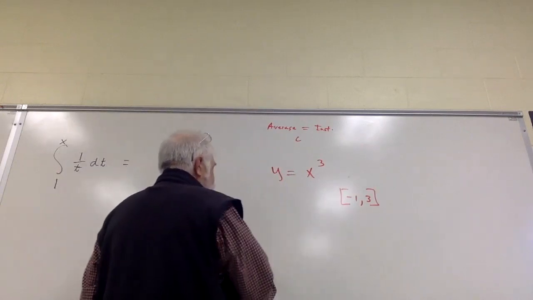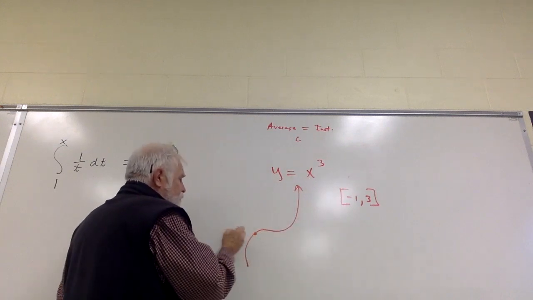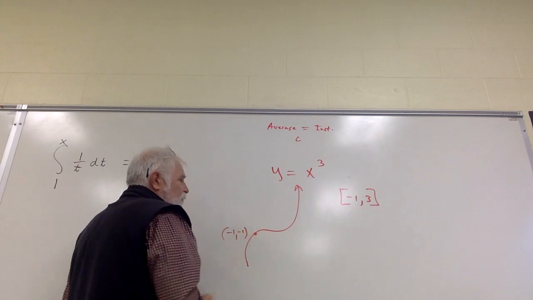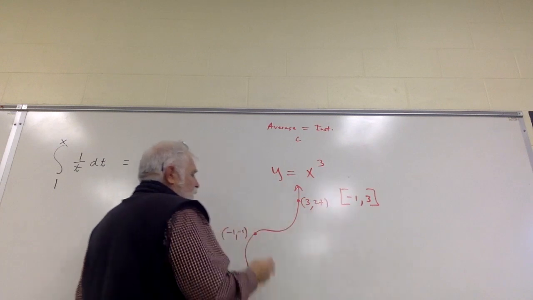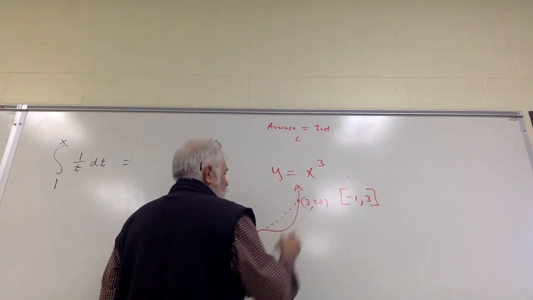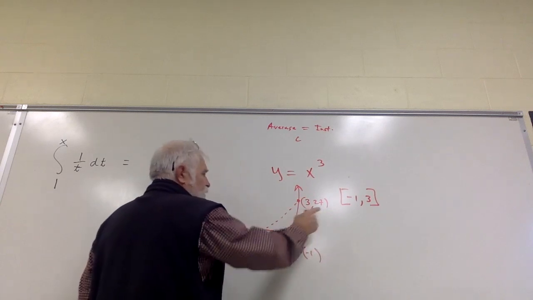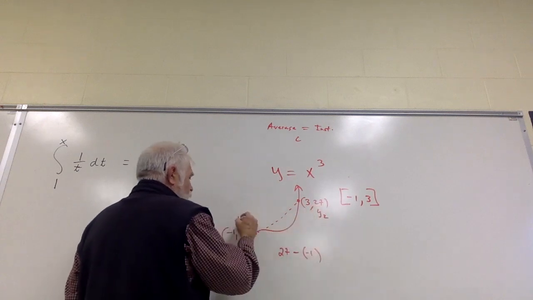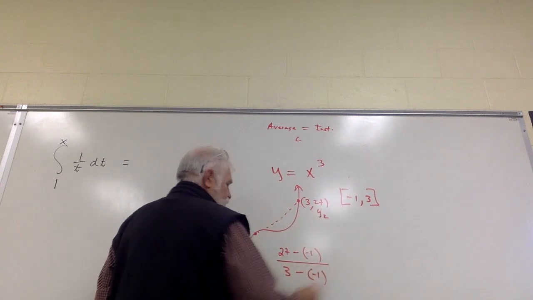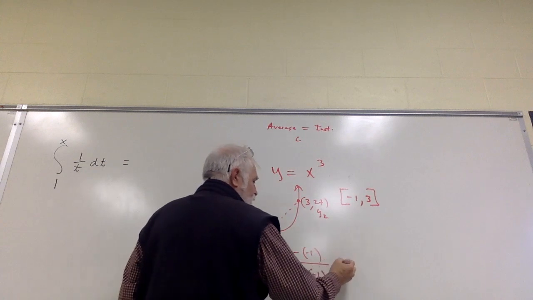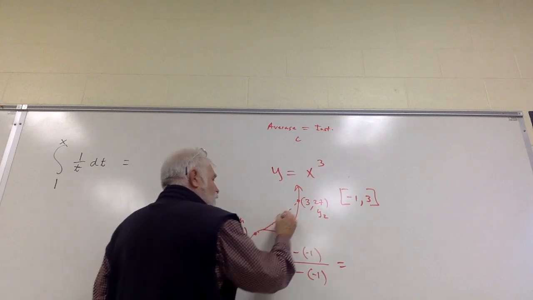So x cubed, that general shape, -1 cubed is -1. 3 cubed is 27. The average rate of change from there to there is 27 minus a -1. That's y2 minus y1. That's all I did. Over x2 minus x1. And we're going to set that equal to, well, we're trying to figure out where on this curve am I going up at that rate.